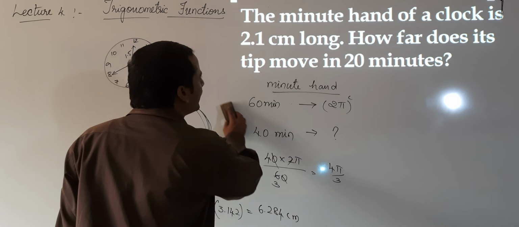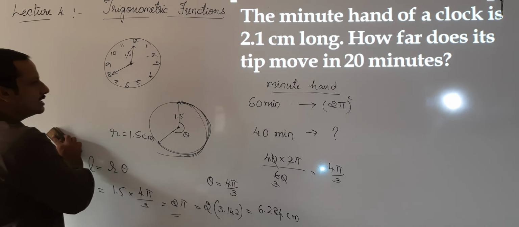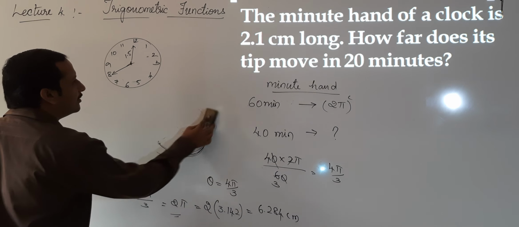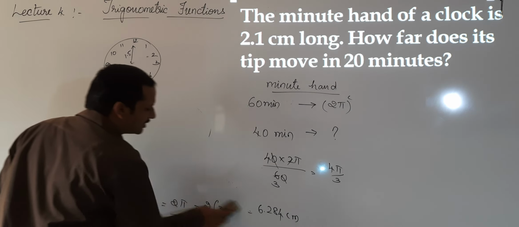The minute hand of a clock is 2.1 centimeter long. How far does its tip move in 40 minutes? In 20 minutes this time. Okay. Very similar to the previous question.